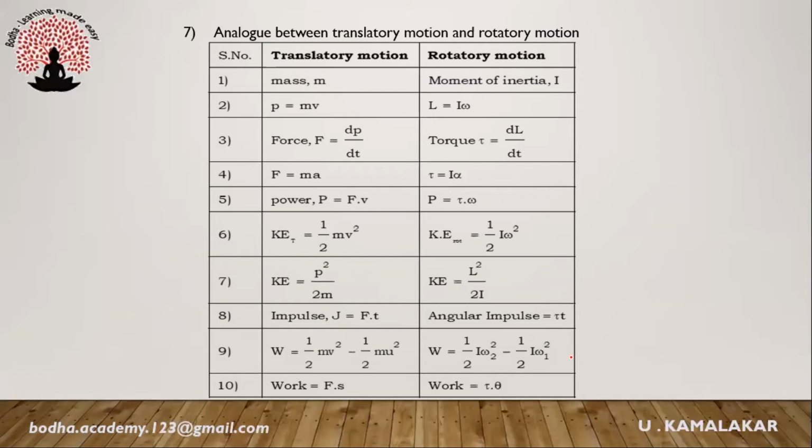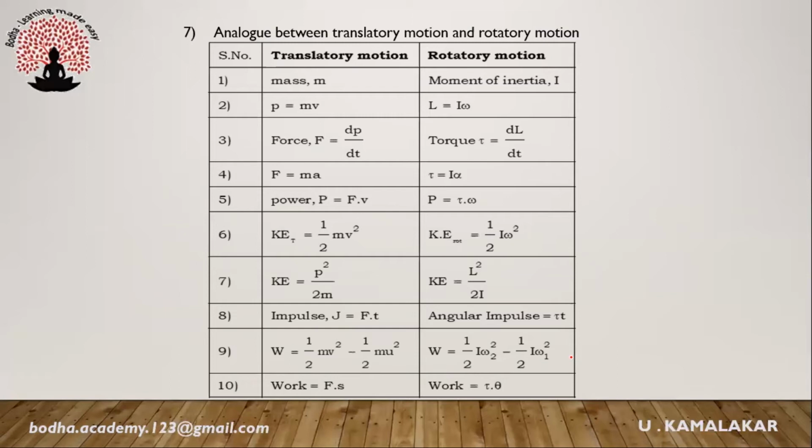In translatory motion, F is equal to ma. The equivalent formula in rotatory motion is tau is equal to I alpha. In translatory motion, power is the dot product of force and velocity. In rotatory motion, power is the dot product of torque and angular velocity. In translatory motion, kinetic energy is equal to half mv square. In rotatory motion, rotational kinetic energy is equal to half I omega square.